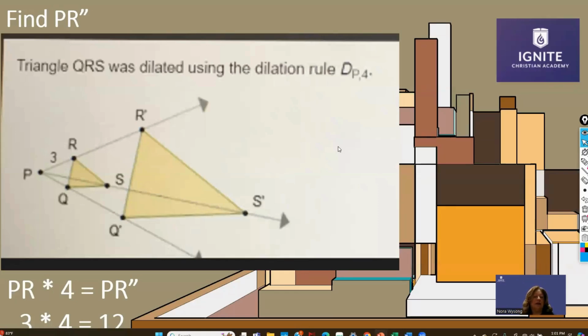Okay, the first thing we're asked is to find PR double prime. When they give us the dilation rule, we're looking for the measurement. If we're told that PR is 3 and I want to find from P to R prime, and the dilation rule is P comma 4, what does that mean? That means it's 4 times the size of the given. So if PR is 3, then P to R prime is 3 times the dilation rule, which is 4, which would be 12. We multiply that out to get there. And if I had to do that for another dimension, I do the same thing. It's still times 4. Okay, let's go to the next one.